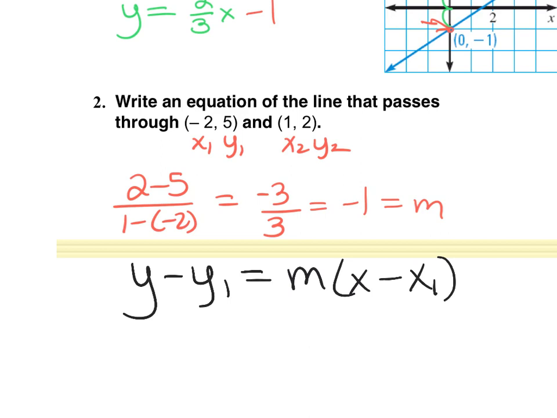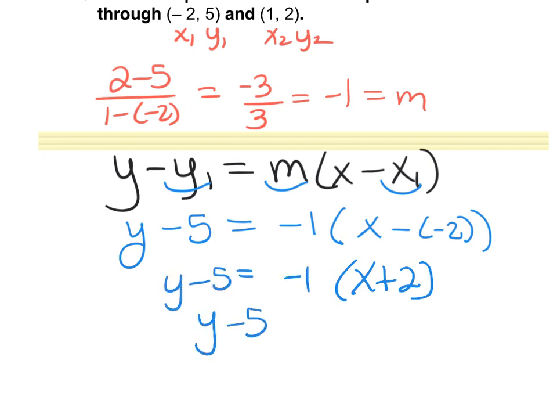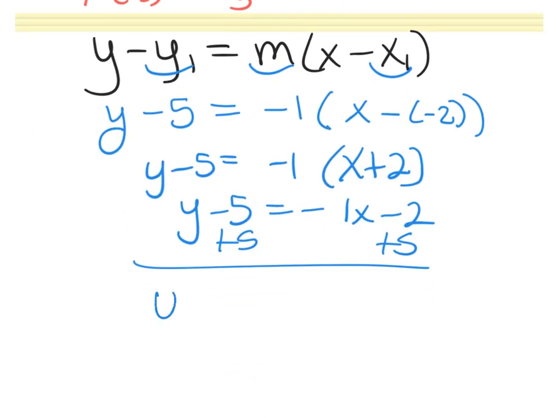Again, I'm going to replace the y1, the m, and the x1. So y minus 5 equals -1 times x minus -2. Change this to a plus sign. Distribute the -1. And then move the 5. So final answer, y is equal to -x plus 3.